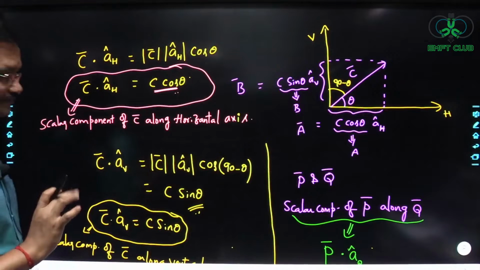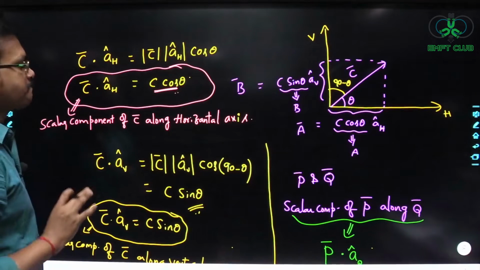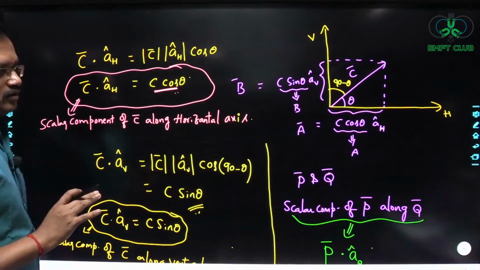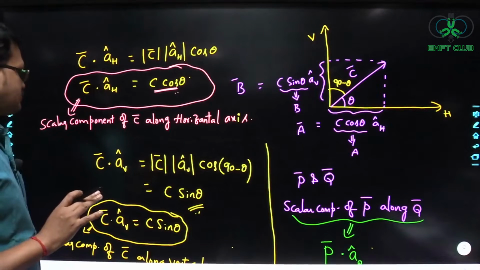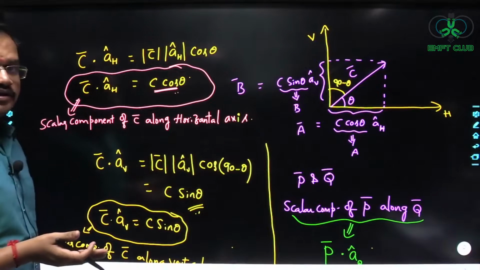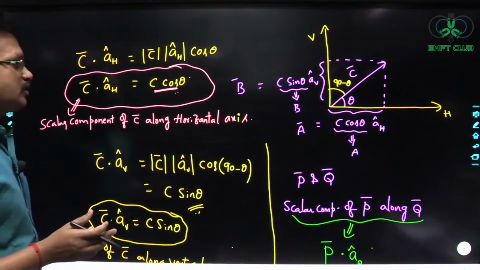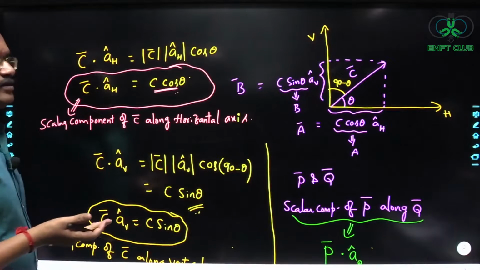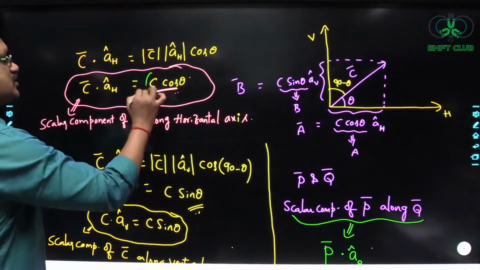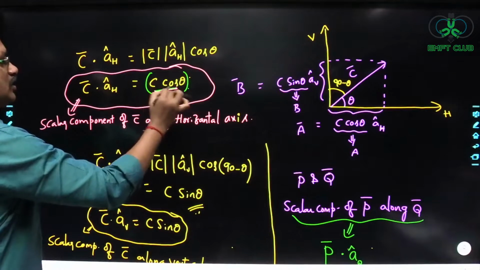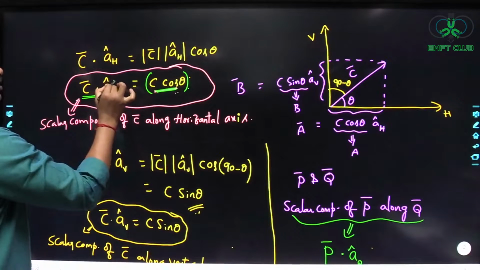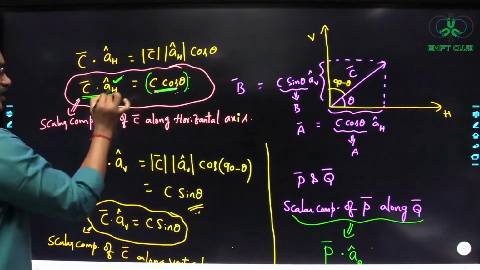So this is how you determine the scalar component of one vector along the other. Fine, right? Now, sir, you have explained how to determine the scalar component. Can you explain how to determine the vector component? We can easily determine the vector component also. How? See here, this is C cos theta, which is the scalar component of C bar along the horizontal direction.